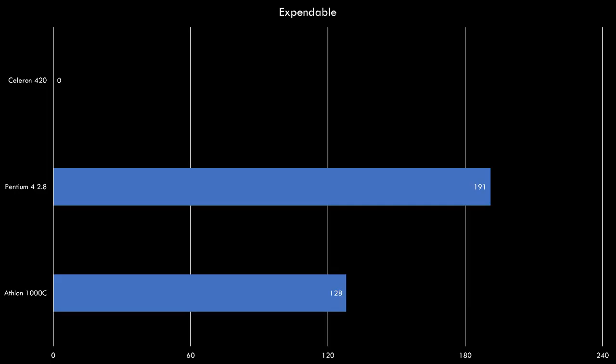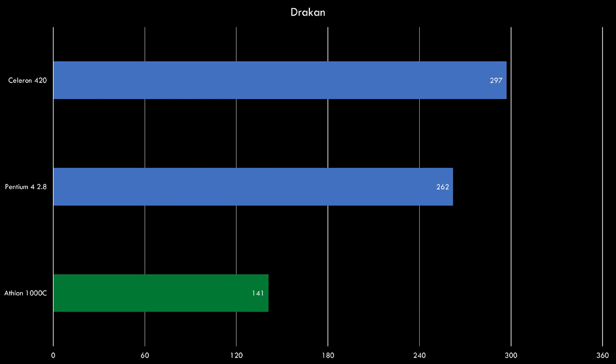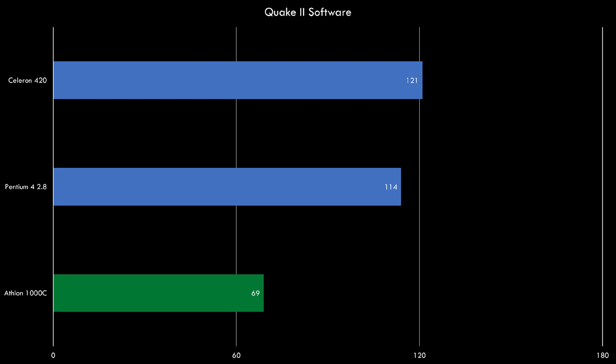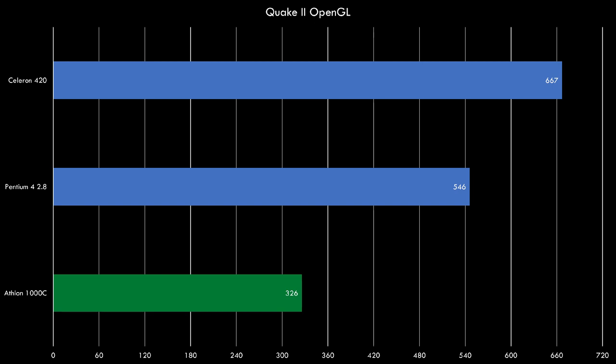In Expendable, the processor seems to be too fast. We're not getting a result. It crashes to the desktop. In Draken, we're getting a higher score compared to the Pentium 4 running at 2.8. We can see the same thing in Quake 2. Here we have the results for the software render. Next up, the results for OpenGL on the video card, 667 FPS. Also in front of the Pentium 4.